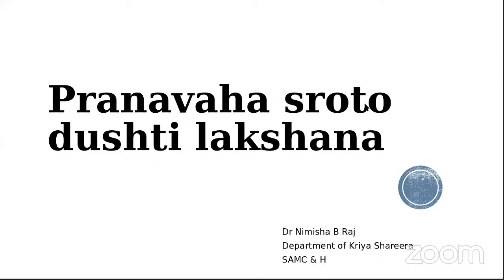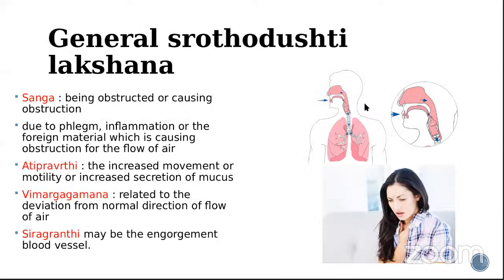So let's start with the general Sroto Dushti Lakshanas. For all the Srotas, there are some general symptoms mentioned in our classics to indicate their abnormal functioning. So we'll start with the first Lakshana, that is Sangha. Sangha refers to some kind of obstruction.